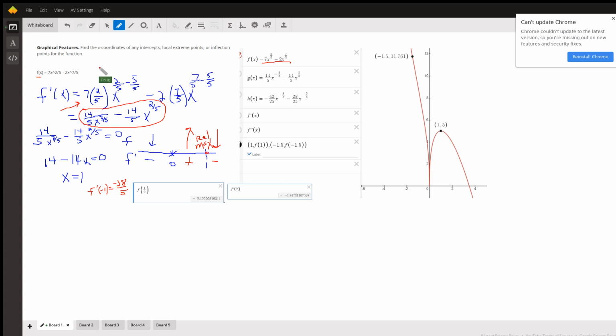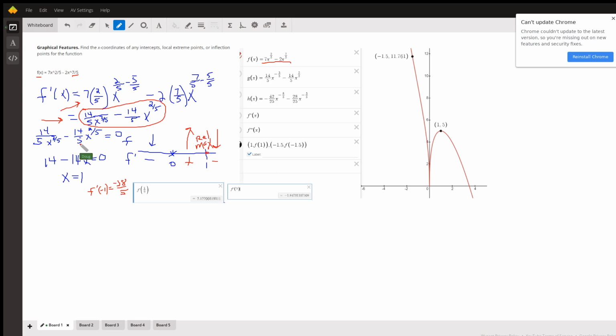So we'll take this 2/5 times the 7, reduce the exponent by 1, minus 2 times this exponent, reduce that exponent by 1. And this is what you end up getting. So that's your definition of f prime. To find out where we might have relative maximums or minimums, we want to know when does the first derivative equal 0, or when is it undefined. Those are called critical numbers.